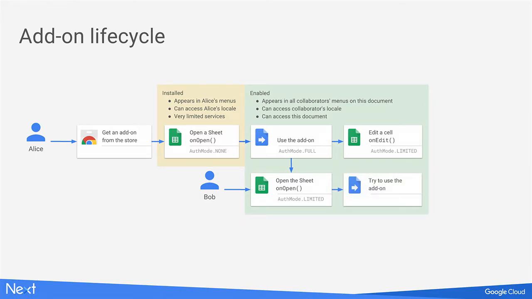And when Bob goes to use the add-on by selecting one of these menu items, that's when Bob will be prompted to install the add-on from the Chrome Web Store. And at that time, Bob will authorize the access required for that add-on to run as Bob. This is an important way for users to discover your add-ons when collaborators on their documents have used them.